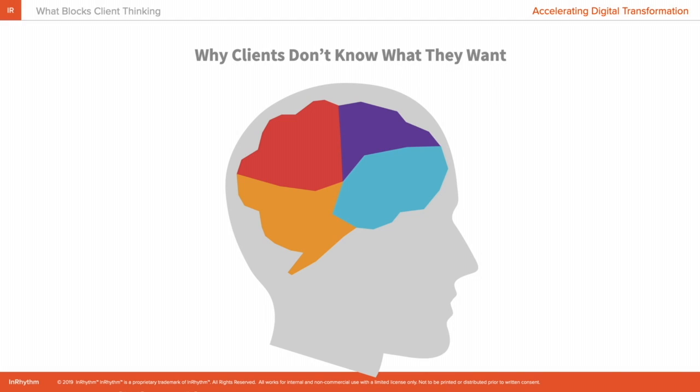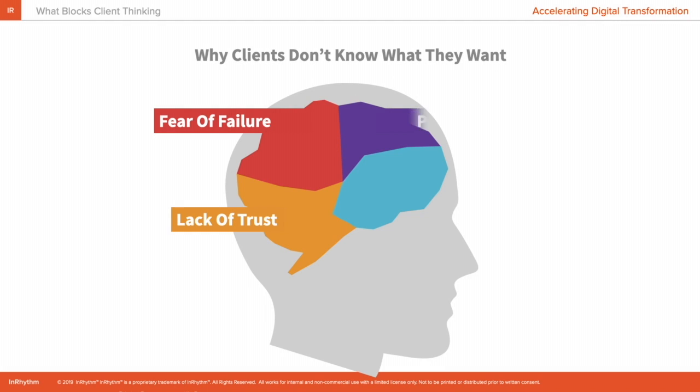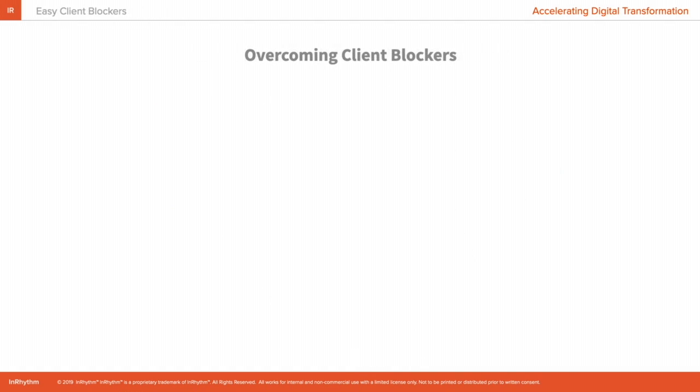The reason why we are not getting the requirements is generally because of 4 different areas. They have a fear of failure. There's a lack of trust. There's a personal bias getting in the way, or they're just simply operating under a misalignment. 3 of these are very easy to overcome.